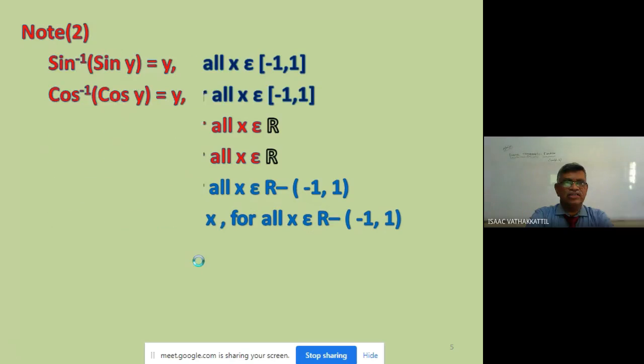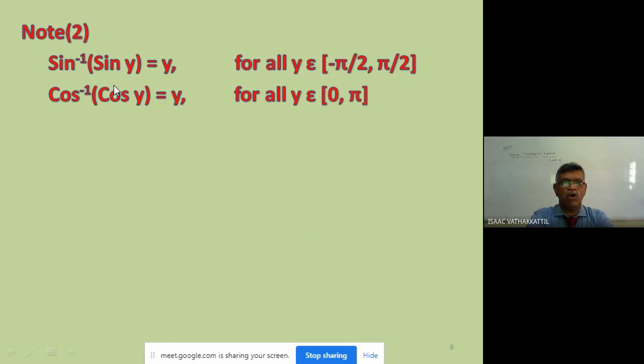Now the second point is sine inverse of sine y equals y. Now remember, all six have different ranges for y, or I mean the principal domains for the six trigonometric functions. That will be the range of the inverse trigonometric functions. Sine inverse sine y equals y, where y belongs to the closed interval minus pi by 2, pi by 2. Whereas cos inverse cos y equals y for y belongs to [0, pi]. See the difference? One is closed minus pi by 2, pi by 2. For this it is closed 0, pi.